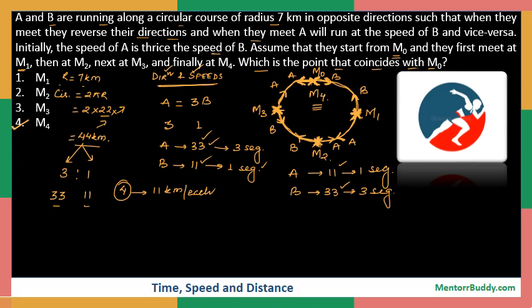So this is how simple it is. We can easily reach the conclusion and find out the answer by going through a step-by-step process based on circular tracks. I hope everyone has understood the method and the concept behind it.